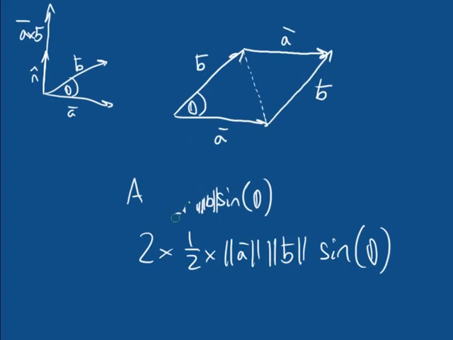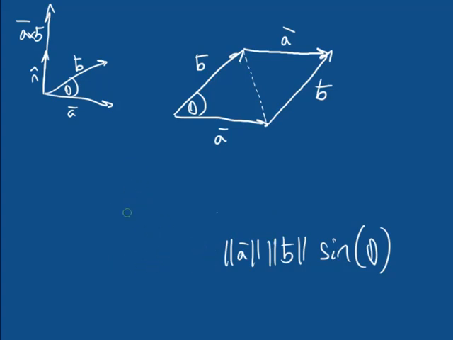So allow me to clear that part of our working. So the area is equal to 2 times a half times the length of A times the length of B times the sine of the angle between them. Well, 2 times a half is just 1, and 1 times anything is just anything. So the 2 and the half cancel each other out.